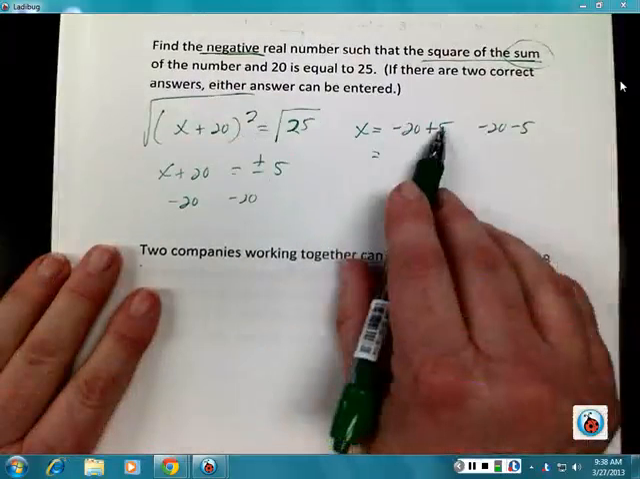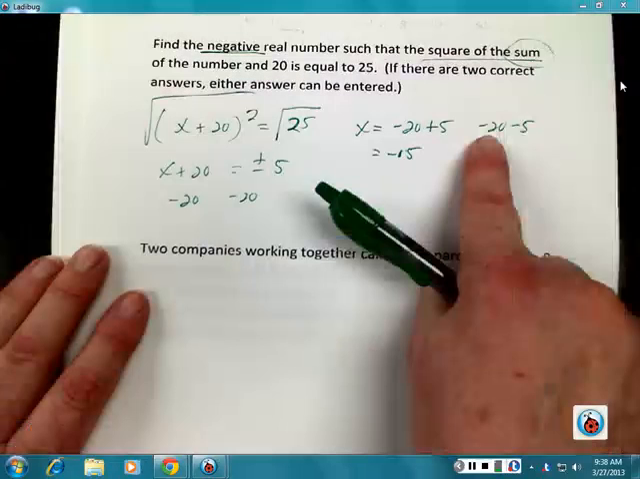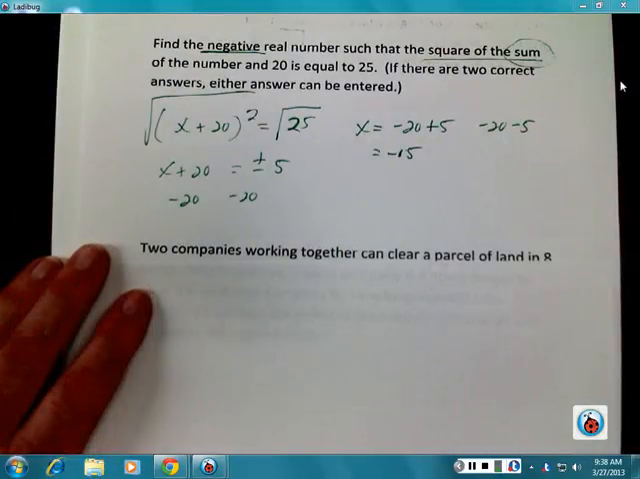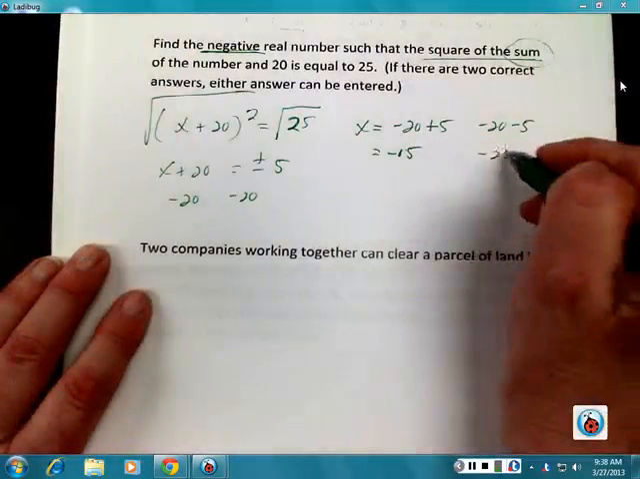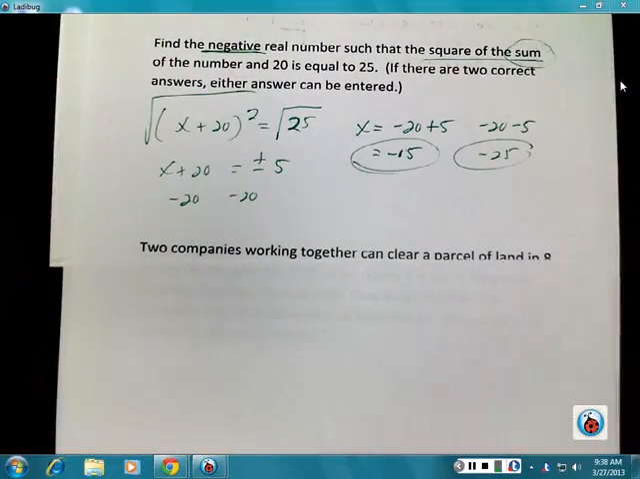So negative 20 plus 5 is negative 15. Negative 20 minus 5 is negative 25. Both are negative, so what this statement says is I could put either one of those in for my answer. I don't need to put both. So I could put either negative 15 or negative 25, whichever one I want to stick in there would be my answer. Okay? All right.